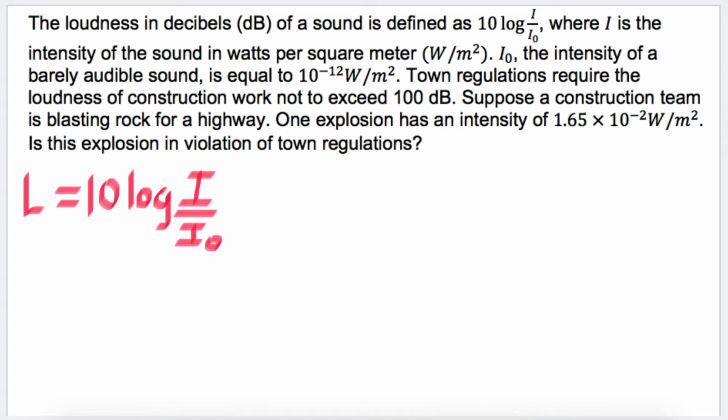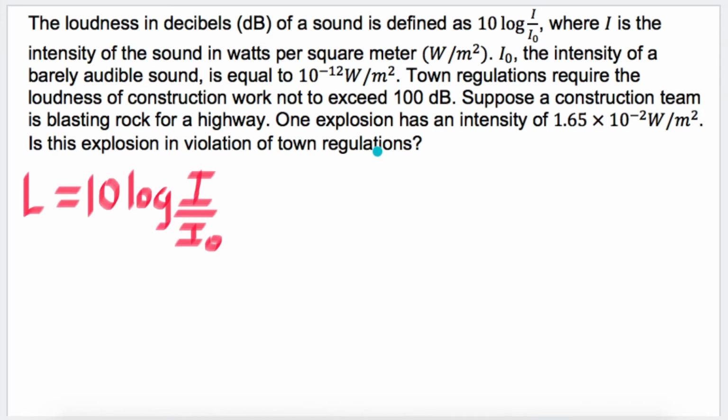So the sound application says the loudness in decibels of a sound is defined as 10 log of I divided by I naught, where I is the intensity of the sound in watts per square meter and I naught is the intensity of a barely audible sound, equal to 10 to the power of negative 12 watts per square meter. Town regulations require the loudness of construction work not to exceed 100 decibels. Suppose a construction team is blasting rock for a highway. One explosion has an intensity of 1.65 times 10 to the power of negative 2 watts per meter squared. Is this explosion in violation of town regulations?